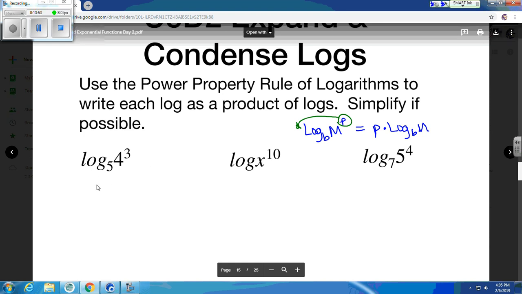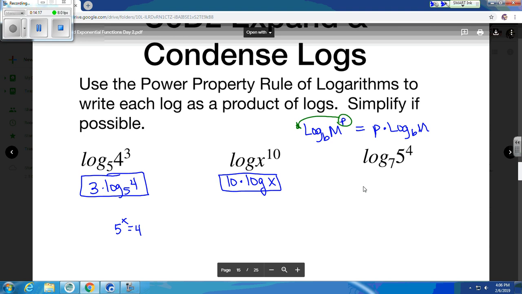Log base 5 of 4 to the third becomes 3 times log base 5 of 4. I can't raise 5 to a nice power to get the answer 4, so I leave my answer the way it is. I'll bring my 10 down, get 10 times log of x. Bringing my 4 down, I'll have 4 times log base 7 of 5. 7 to a power equals 5 is not a friendly number to find, so I leave it as 4 times log base 7 of 5.